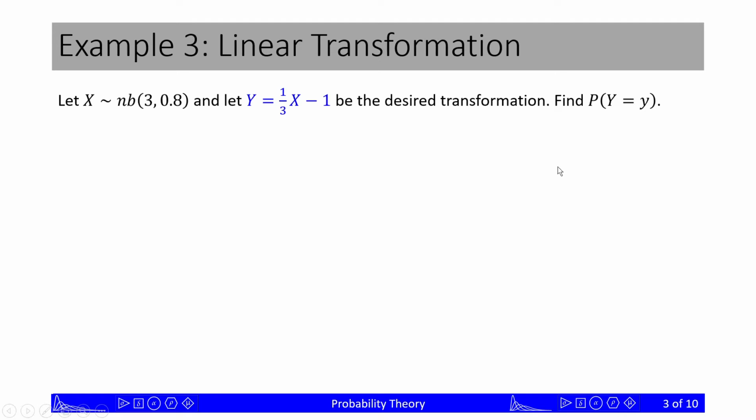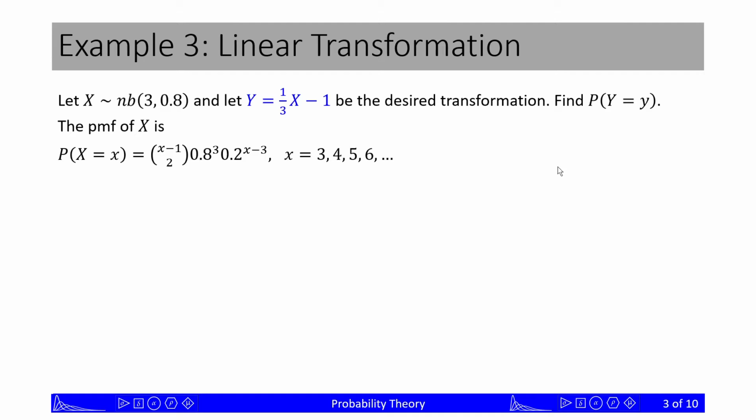We start with the negative binomial distribution for r equals 3 successes with p equals 0.8 as the probability of success on each independent trial. We wish to apply a linear transformation to x, namely 1/3 x minus 1. Here's the PMF for a negative binomial random variable with the values for r, p, and q substituted into the formula. Our space for x is 3, 4, 5 up to infinity.